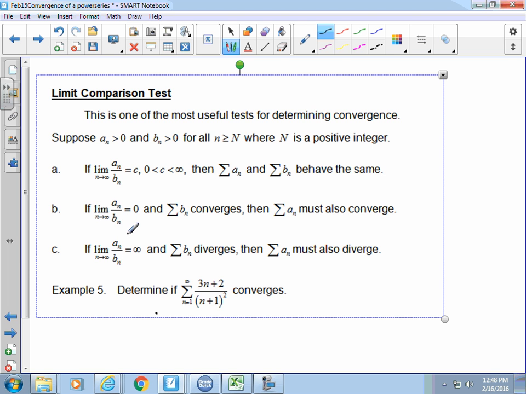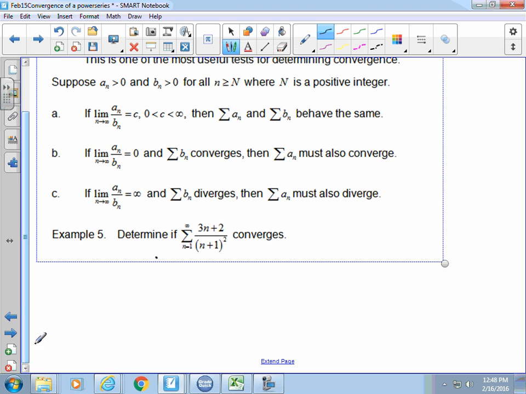However, with the direct comparison test, you have to have something that is always bigger or always smaller, which is sometimes hard to find. So the limit comparison test is a stronger test. So let's look at example number 5.